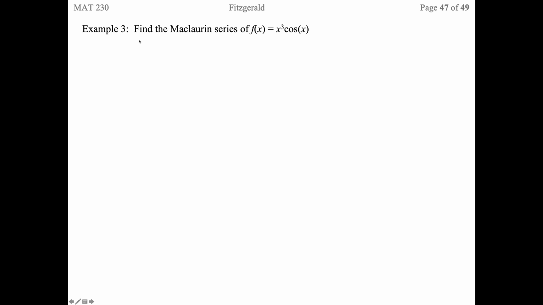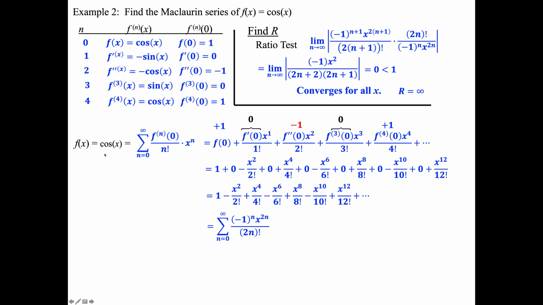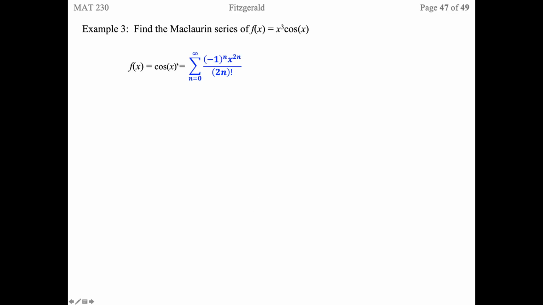All right, let's find the Maclaurin series for f of x equals x cubed times cosine x. We just did cosine x right back here. So when something like this happens, steal this answer. Don't do the work again. We know that f of x, if it's cosine x, equals this Maclaurin series.